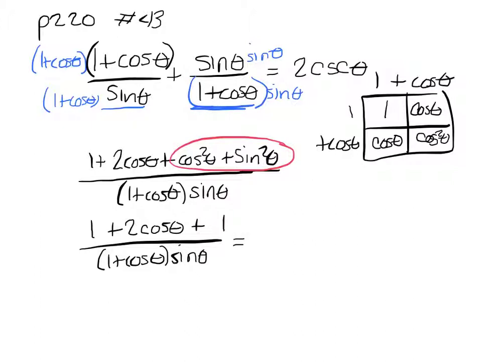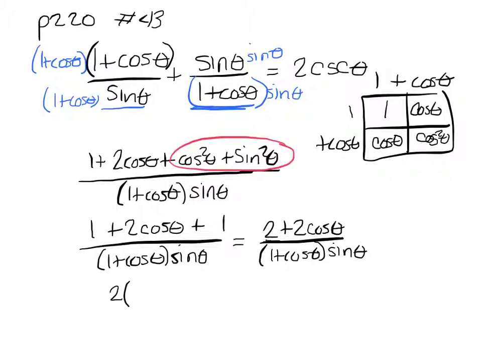And, oh my goodness, easy math, 1 plus 1 is 2. So we got 2 plus 2 cosine over 1 plus cosine times sine. A lot of times people get stuck here and say, I have no idea what to do with this. But when you're looking at this, you should say, I see a 2 here and a 2 here. I can take out a 2, right? So if I take out a 2, that means I'm factoring it out. It's still there.